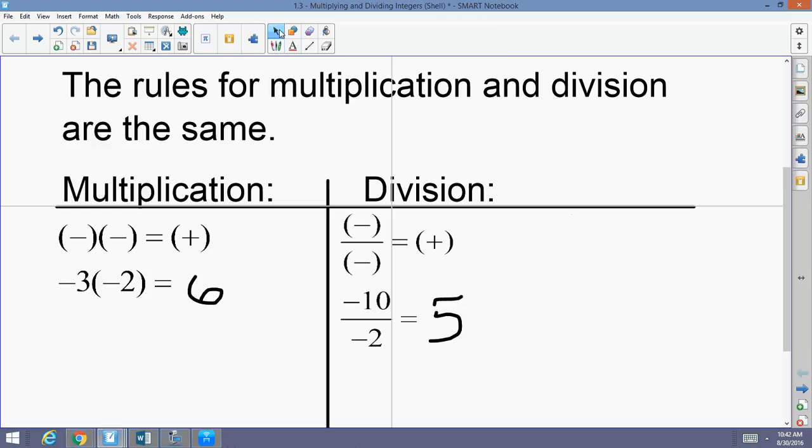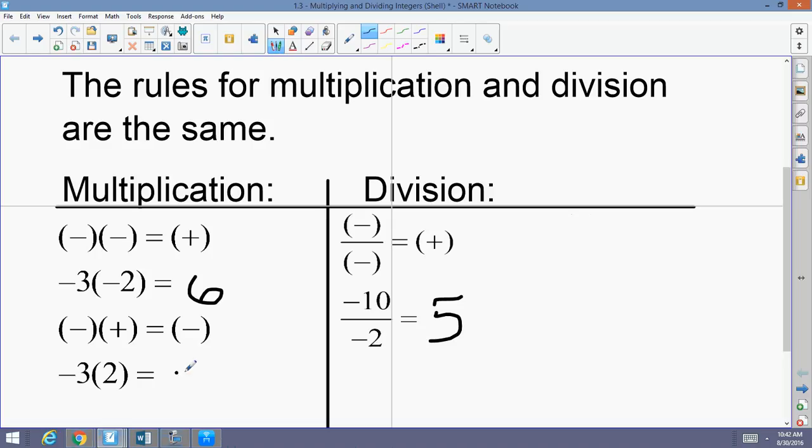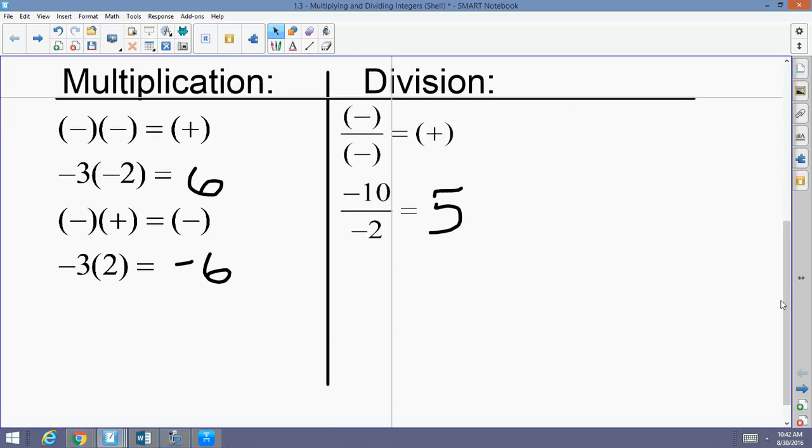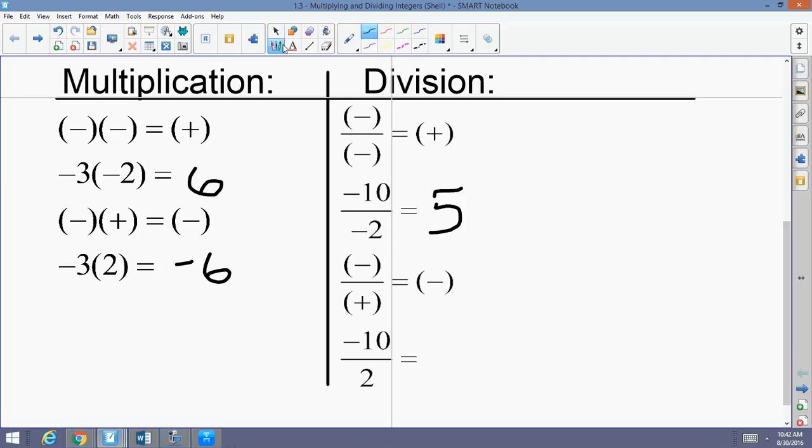A negative times a positive is a negative. So negative 3 times positive 2 would equal negative 6. Same thing for division. A negative divided by a positive is a negative. So for example, negative 10 divided by positive 2 would be negative 5.